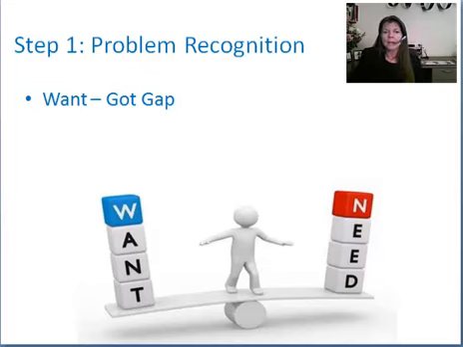So step one is problem recognition. It begins when a consumer acknowledges a discrepancy between what they want and what they've got. In other words, acknowledging a want-got gap. In order for problem recognition to occur and us to get this want-got gap, the discrepancy must meet two qualifiers. First, it must be a significant gap between the two, not a trivial one.